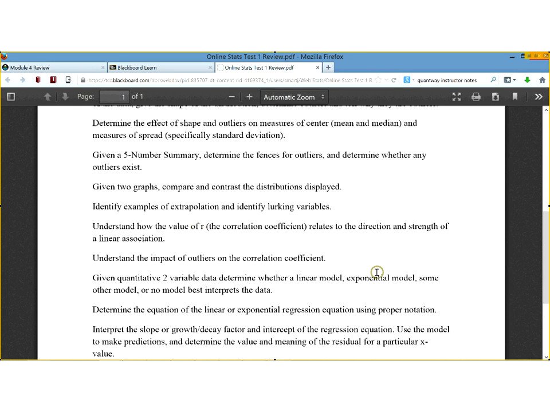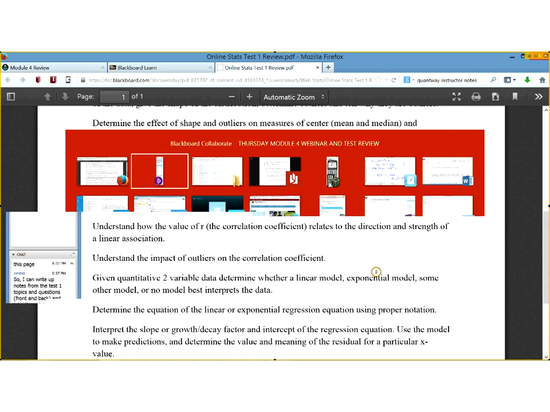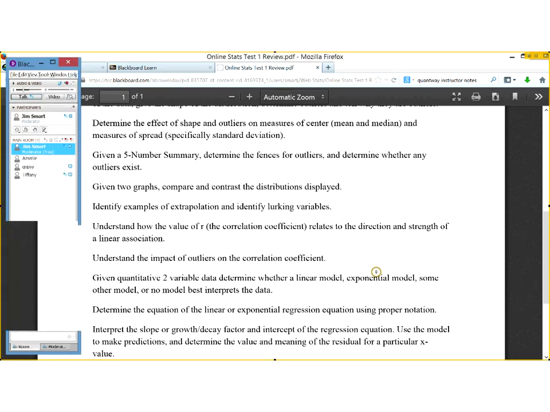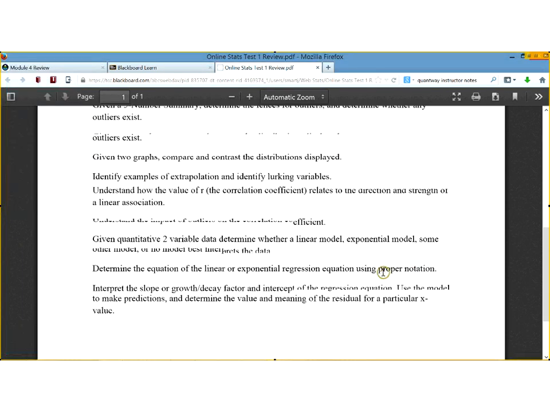For example, when it talks about the value of R, how that relates to the strength and direction of a linear association, you may want to go into that page in OLI that had a few different graphs with different R values. So you may want to sketch. Obviously, you don't want to take up a ton of space, but sketch a few small scatter plots on your paper and say the R for this one would be close to 1. For this one, it would be positive, but closer to 0, and so on. Good.